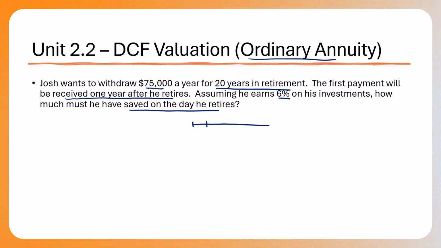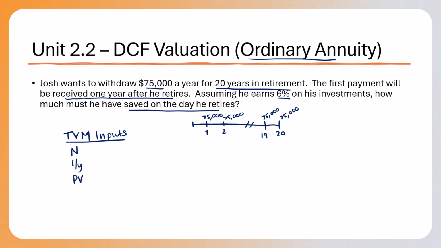It's end of period payments. It's a constant cash flow. It's $75,000. This is going to occur each year in retirement. Again, I'm not going to draw this all out because it would be a really long timeline, but it's going to occur in 20 total payments. This time we'll just use the TVM inputs: N, IY, PV, PMT, and FV.